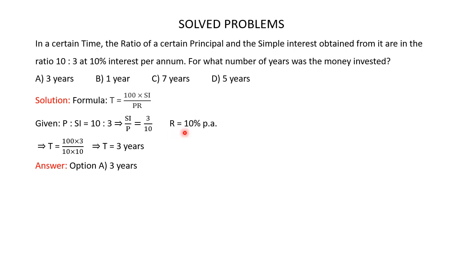So now we know that R is 10% per annum, SI by P is 3 by 10. So substituting these values in the formula here, we get T is equal to 100 multiplied by 3 divided by 10 multiplied by 10. And on solving this, we get T is equal to 3, which means time is 3 years. So the money was invested for 3 years. So the correct answer is option A, 3 years.